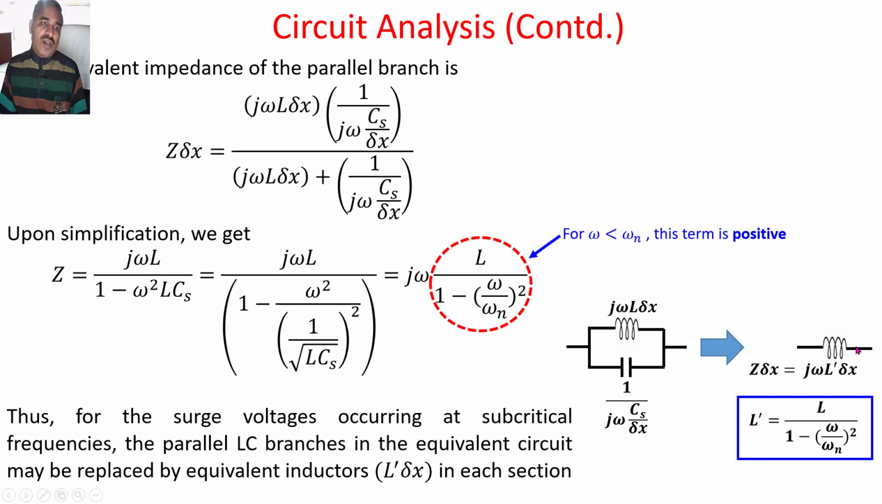This is one simplification procedure for circuit theory, but it is valid only for subcritical frequencies, where omega is less than omega n. Thus, for surge voltages occurring at subcritical frequencies, the parallel LC branch in the equivalent circuit may be replaced by equivalent inductors L dash delta X, which are frequency dependent inductances in each section.